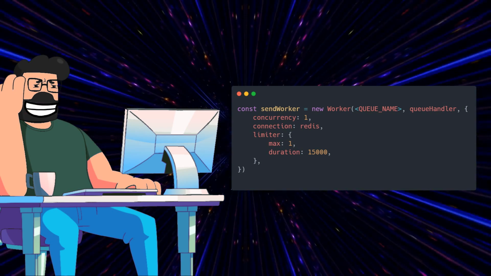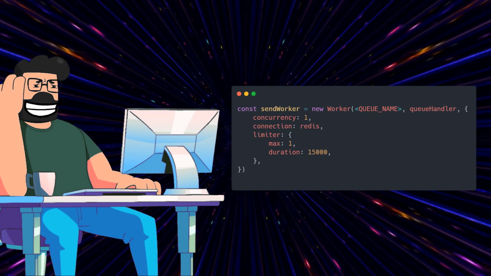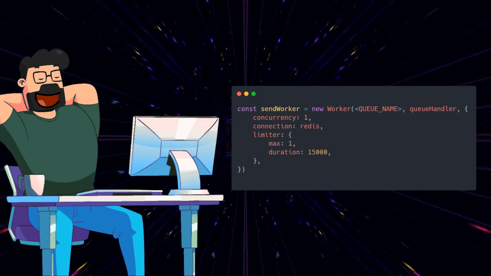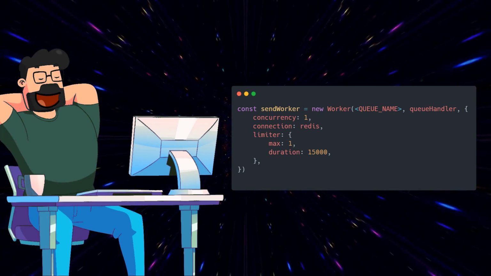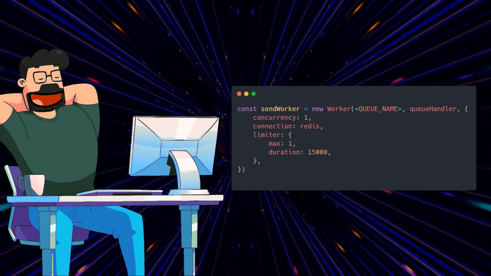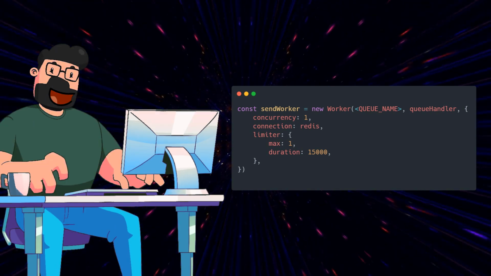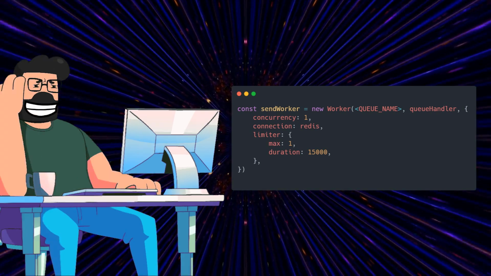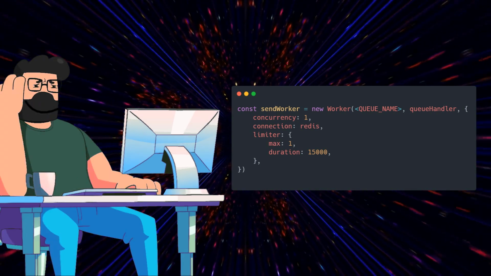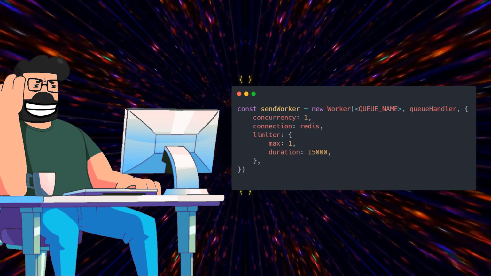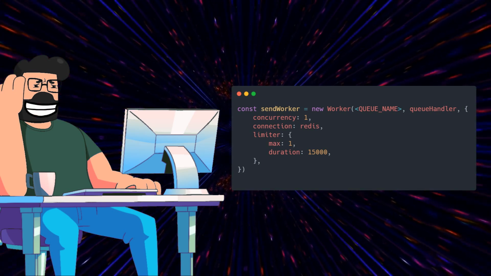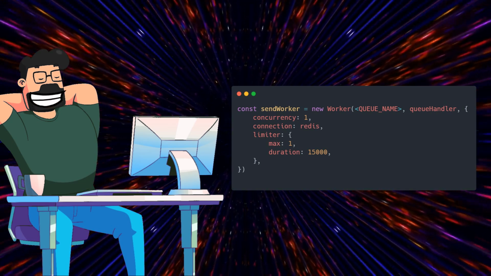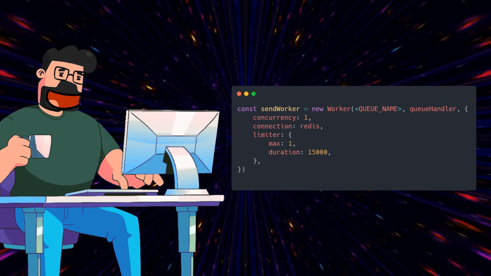The solution lies in leveraging the limiter configuration in BullMQ. By setting up the worker with the limiter parameters, we can achieve the desired behavior of processing jobs with a precise delay. The key component here is the configuration of the worker instance, where the concurrency is set to 1, in addition to defining the limiter with a maximum count of 1 and a duration of 15,000 milliseconds. This setup ensures that jobs are handled with a 15-second delay between each processing, giving us the expected outcome.